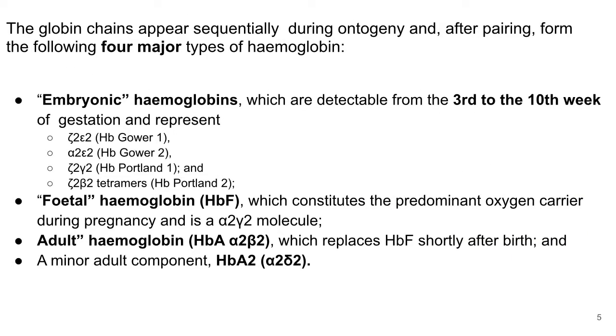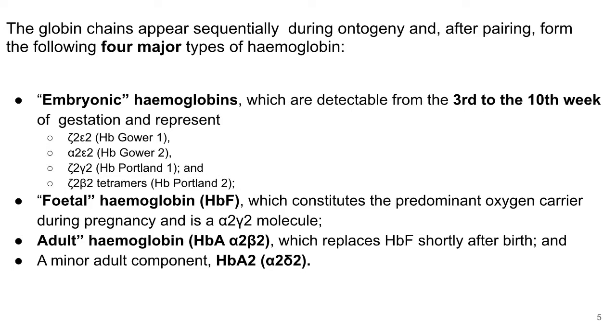The globin chains appear sequentially during the process of development. After pairing, they form the following major types of hemoglobin. Number 1, embryonic hemoglobins, that is hemoglobin Gower 1, Gower 2, hemoglobin Portland 1 and Portland 2, are detectable from the 3rd week to the 10th week of gestation. The second type is hemoglobin F, that is fetal hemoglobin, which constitutes the predominant oxygen carrier during pregnancy, and alpha 2, gamma 2 are the globin chains.